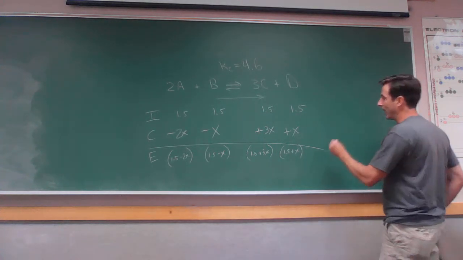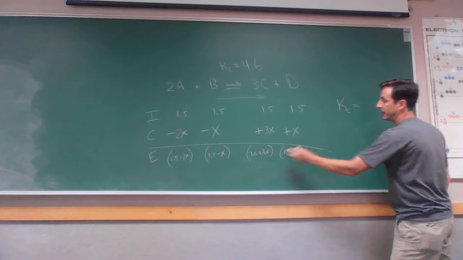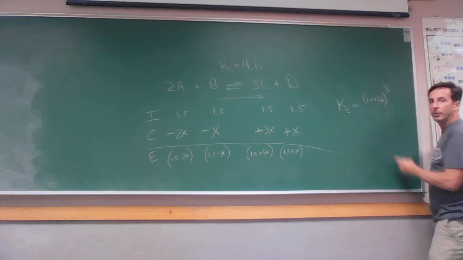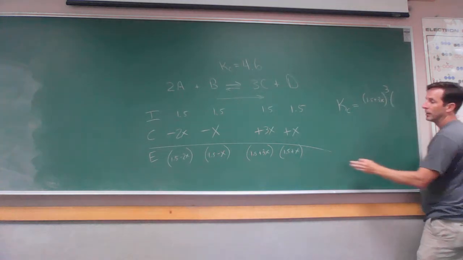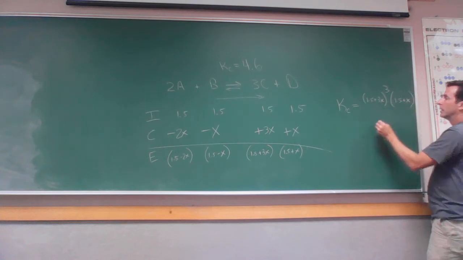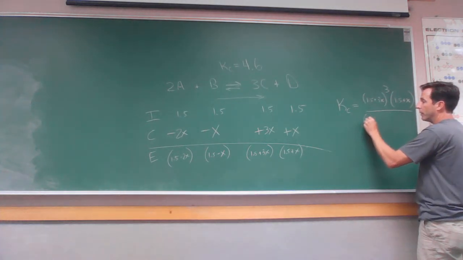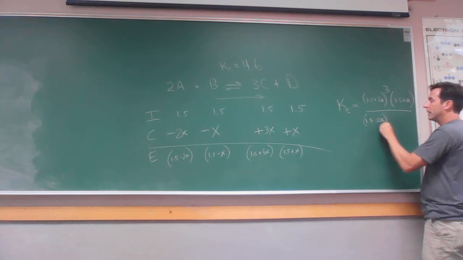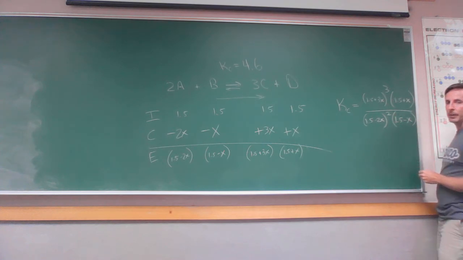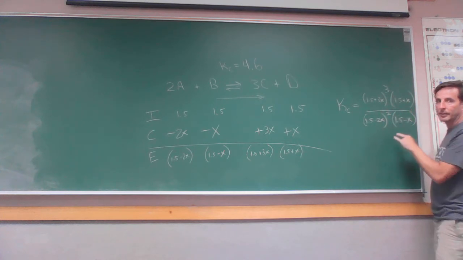So I go one more step and say, okay, Kc is going to equal the concentration of C, 1.5 plus 3x cubed, times D, which is 1.5 plus x, over A, which is 1.5 minus 2x squared, times 1.5 minus x for B. So that's C times D over A times B using the exponents that are from the coefficients.